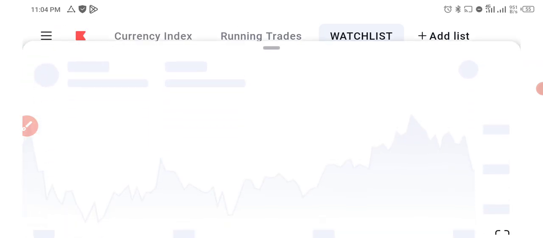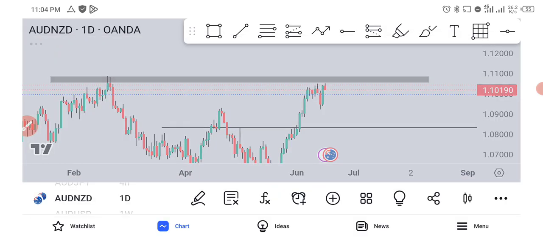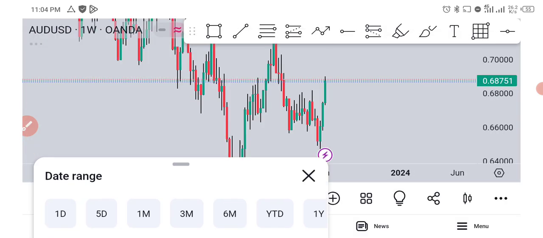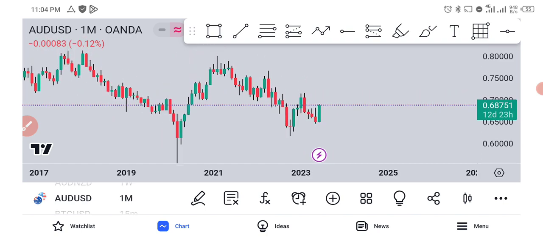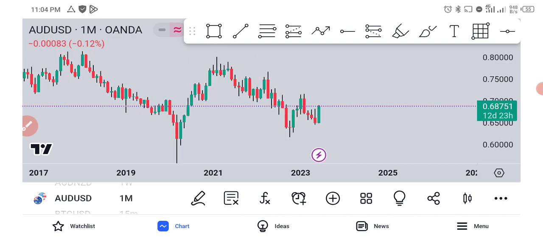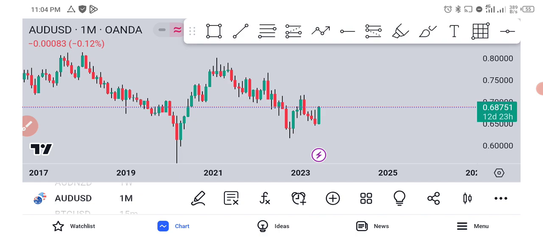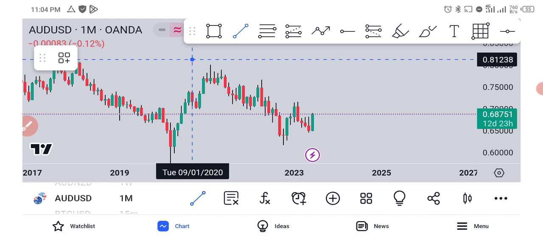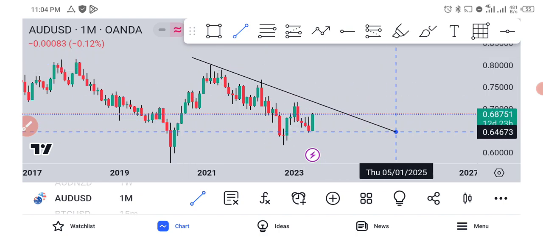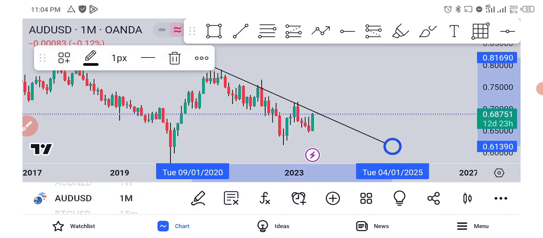Then I'll go to AUD/USD on the monthly time frame. On the monthly time frame, we have an impulse, and we have a correction also. Completion to the neckline, sorry, completion to minus 0.272 Fibonacci is expected, and here it seems the market is in a downtrend. From here you can identify the trend with this trend line.